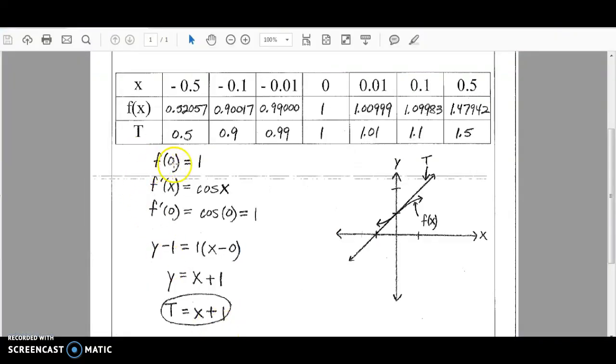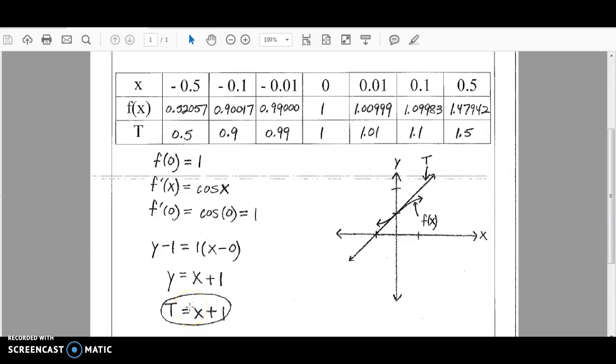So you can see f of 0 equals 1 is our point. F prime of x equals cosine of x is the derivative of the function 1 plus sine of x. If we find the slope of the function at 0 by plugging 0 into the derivative, cosine of 0 is 1. Here is our point-slope form, so y minus 1 equals 1 times quantity x minus 0. Distribute the 1 and then add the 1 over to get the tangent line y equals x plus 1, which we're going to call capital T equals x plus 1.